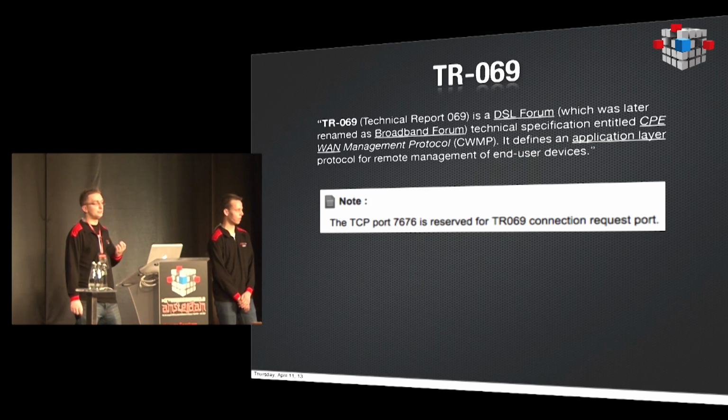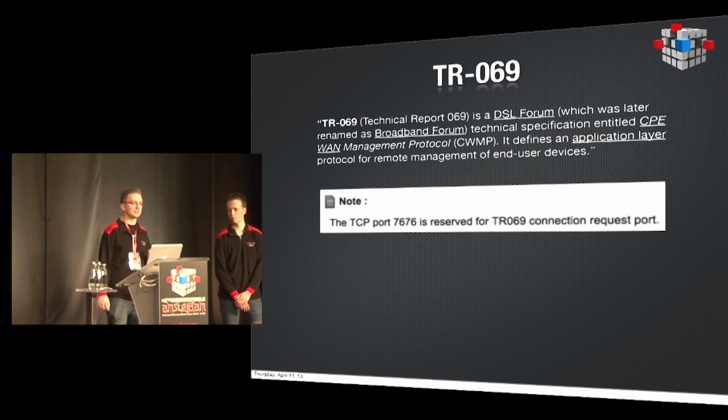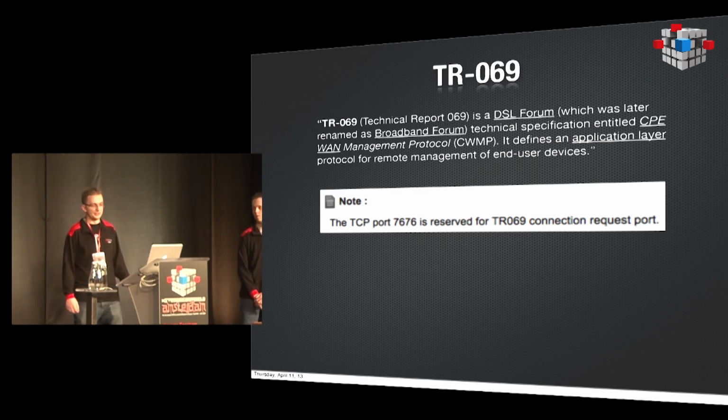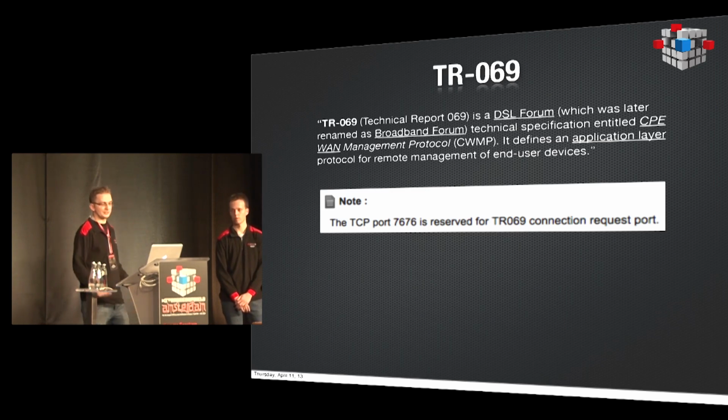One thing we noticed in the HTTP management interface when we wanted to forward a new port is that it said that TCP port 7676 is reserved for the TR069 connection request port. So this is also the point where we found out that TR069 exists at all. So we had to dig a bit deeper into this. What is this?